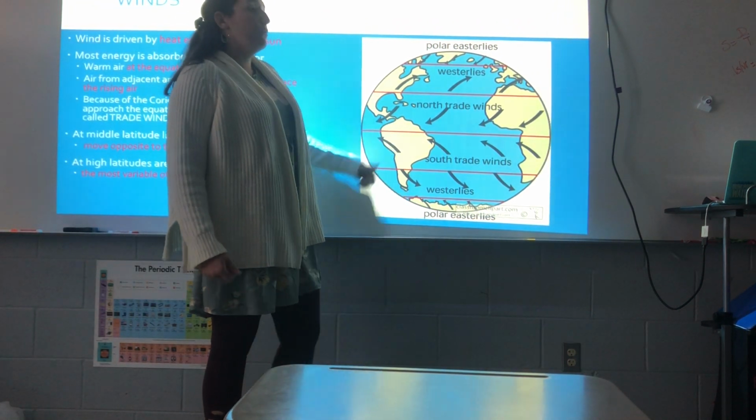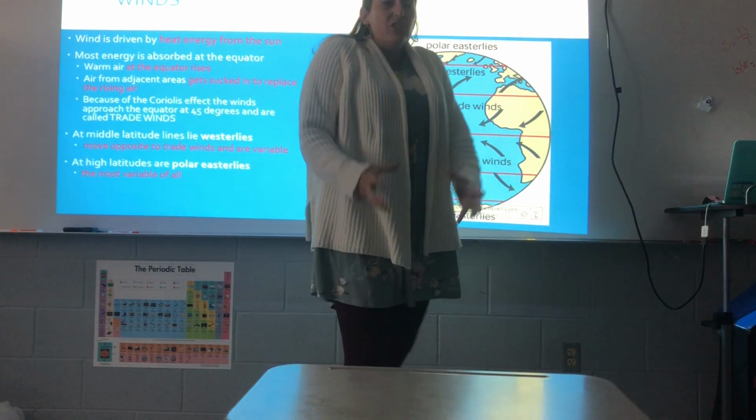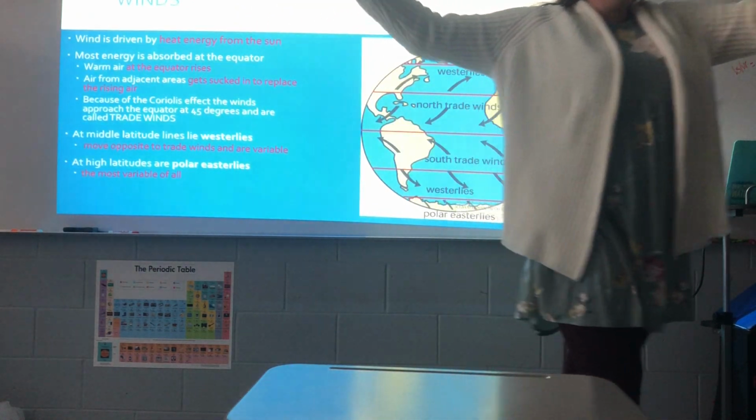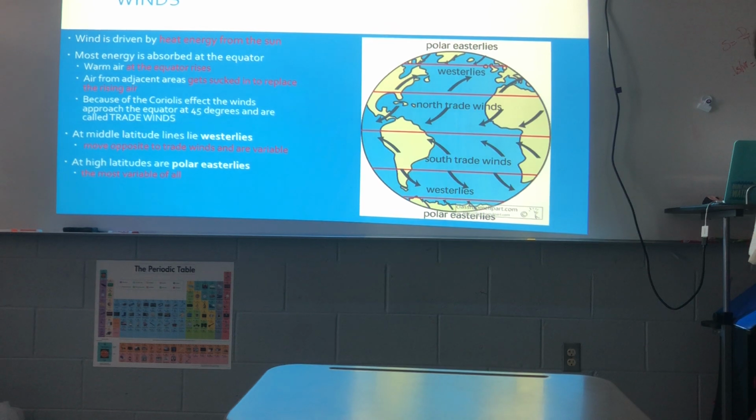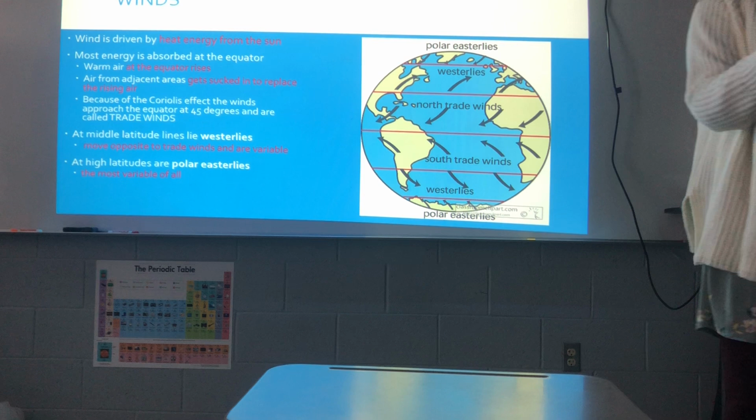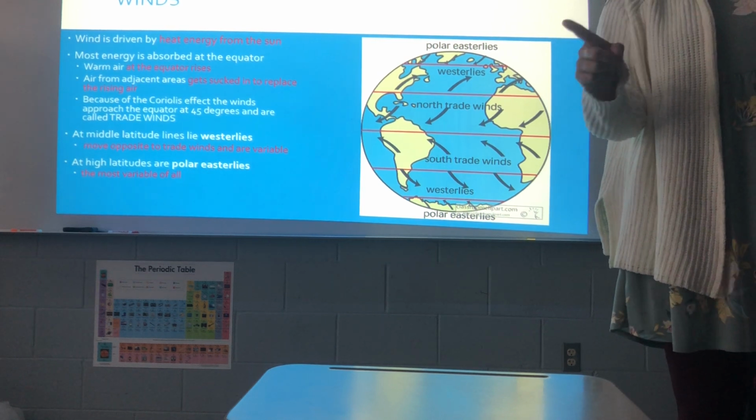The heat at the equator rises. As that heat starts to rise, it pulls in more air behind it. So the heat is rising and it's pulling in air behind it. But we have to remember the Coriolis effect. Is the Earth sitting still?